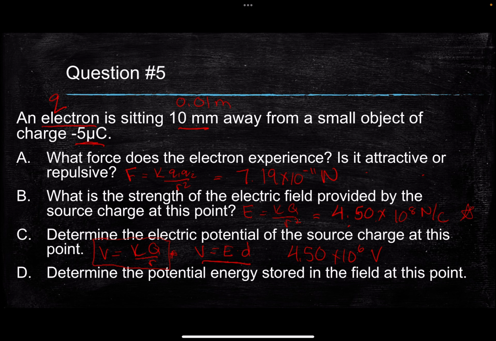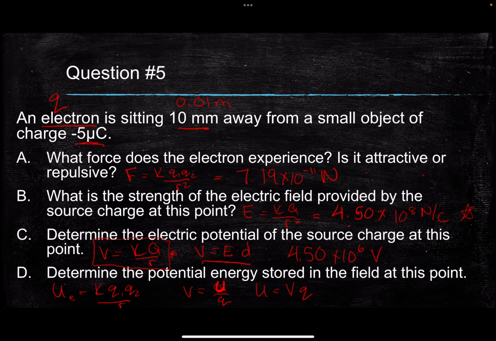Now, once again, we've got two choices here. Determine the potential energy stored in the field. Okay, we know our potential energy equation is kQ1Q2 over R. Whoa, ran out of space. Over R. Okay, but we also know that our potential is our potential energy divided by Q. And so our potential energy could be our potential times that charge.